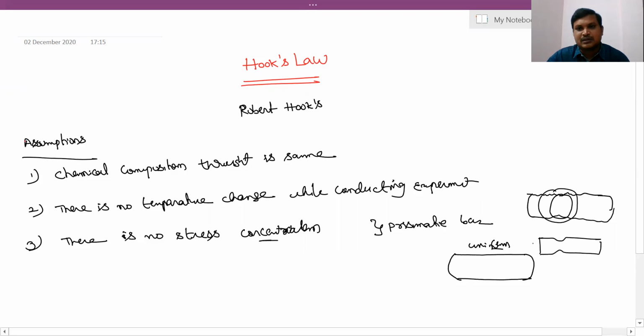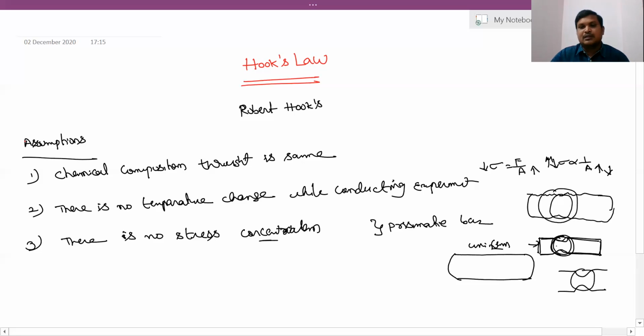If you apply a load on this member, more stress is concentrated here, because stress is equal to force per unit area. When the area is more, stress concentration will be less, because stress is inversely proportional to the area. When the area is less, the stress concentration is more. If you take this type of workpiece for conducting this experiment, the more stress is concentrated in this notch area.